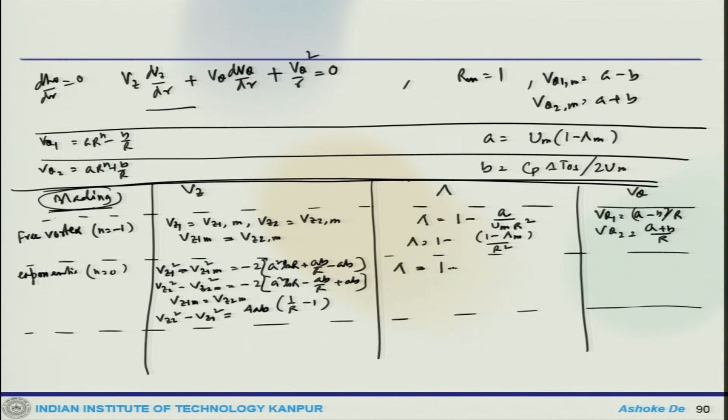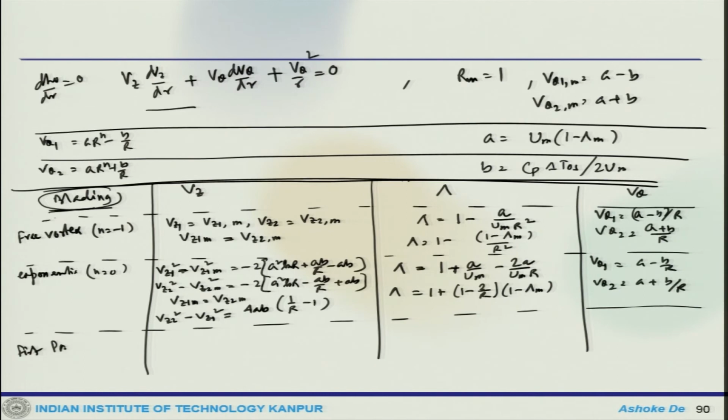Degrees of reaction would be 1 plus A by u m minus 2 A by u m r, and this would be 1 plus (1 minus 2 by r)(1 minus xi m), and V theta 1 is A minus B by r, V theta 2 is A plus B by r. Or you could have first power, that is n equals 1.